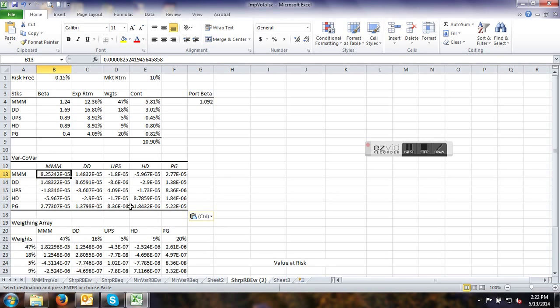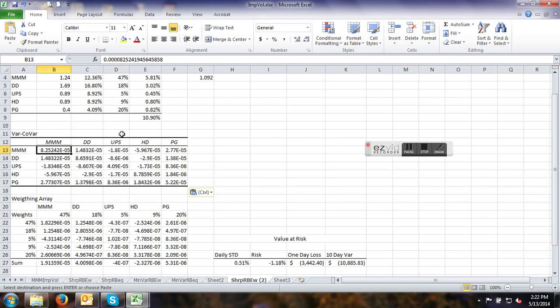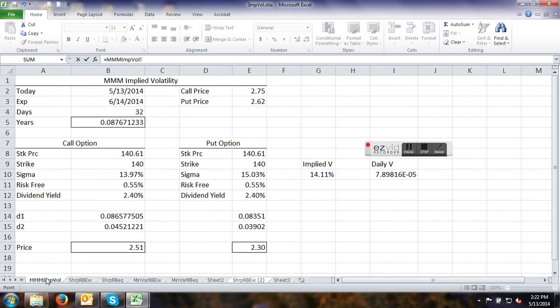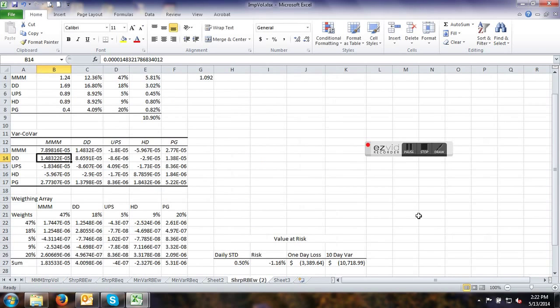The basic idea is that with my weights, I'm trying to figure out what happens to the value at risk based on this implied volatility. So we just want this number. Come back over, and we're going to set this equal to my 3M implied volatility, my daily volatility calculation. And there we go.